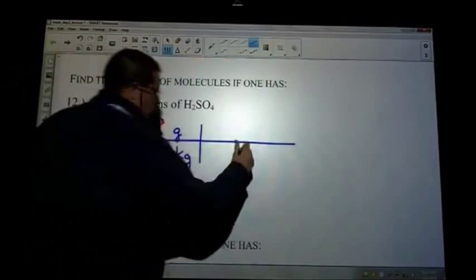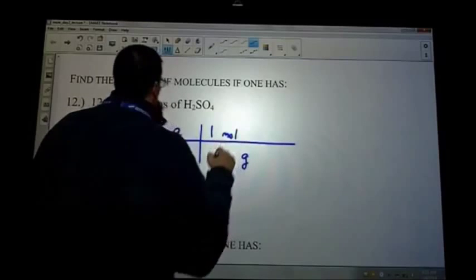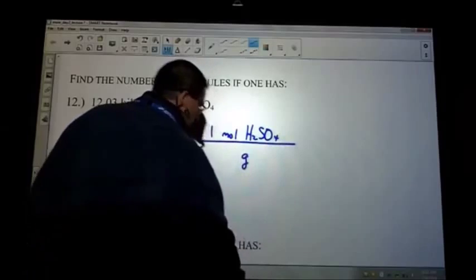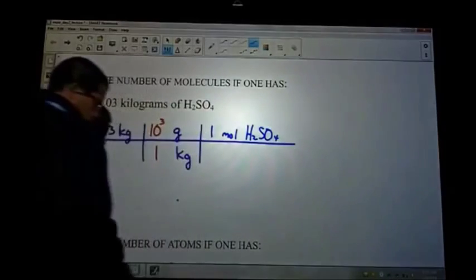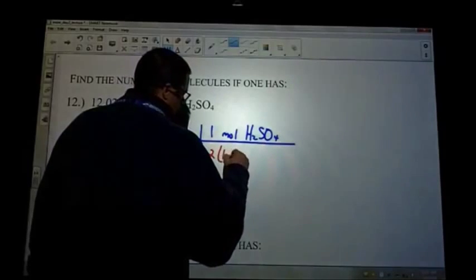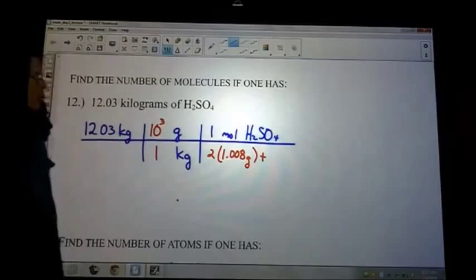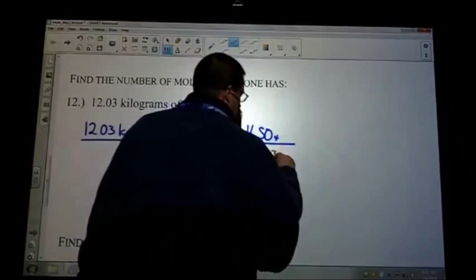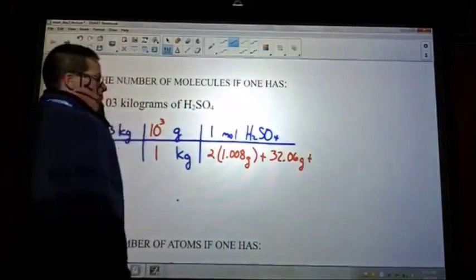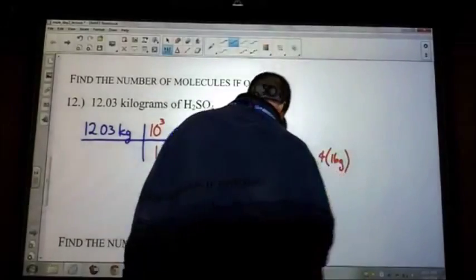So if it's not what we're looking for, we're going to move gram here, and 1 mole on top, and it's sulfuric acid, H2SO4. Actually, I'm going to erase that gram unit. So looking at hydrogen, we have 2 of those, 1.008 from the periodic table. And sulfur is 32.06, good. And how many oxygens? 4 of those.